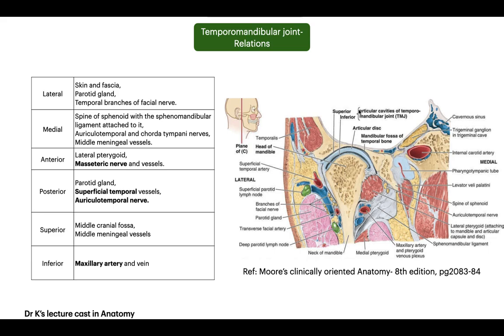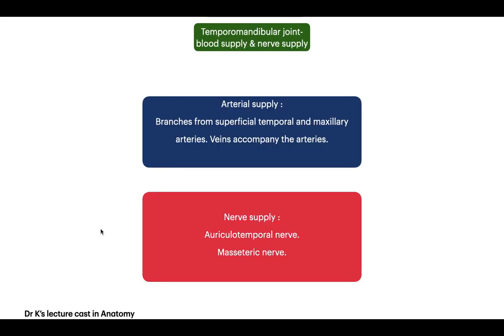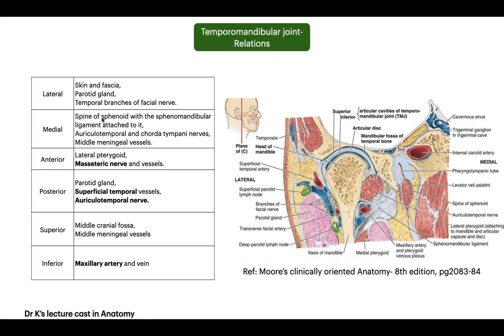Superior, can you see above? Superior, it is the middle cranial fossa and the middle meningeal vessels. Inferior, we can see the maxillary artery and the maxillary vein. So check the relations in this diagram and then understand the relations. By seeing these relations, we can say the nerve supply and blood supply of the temporomandibular joint.